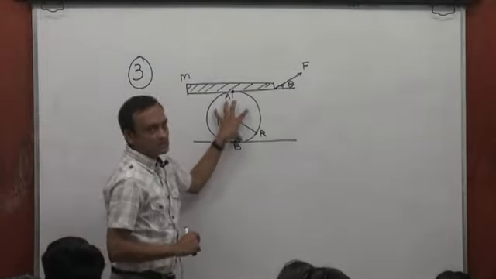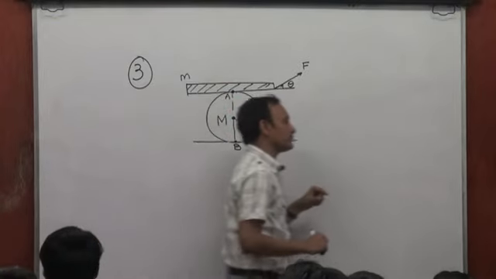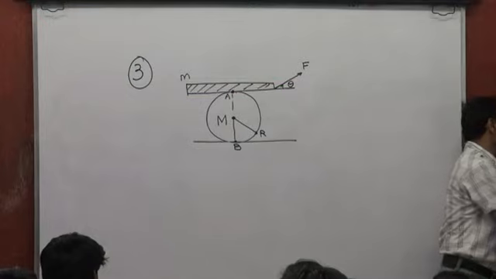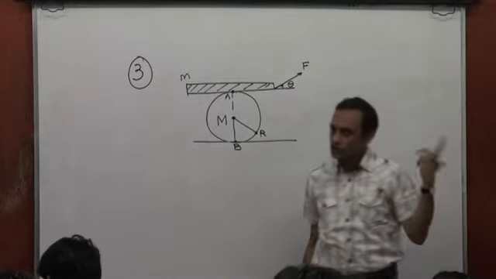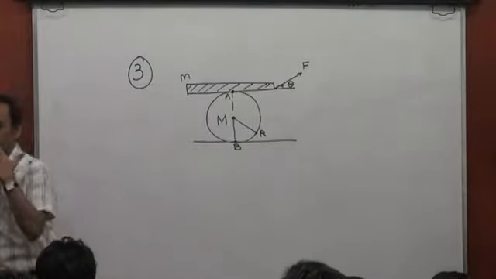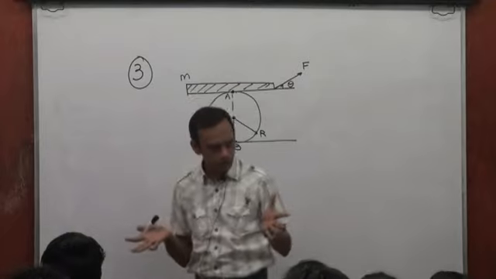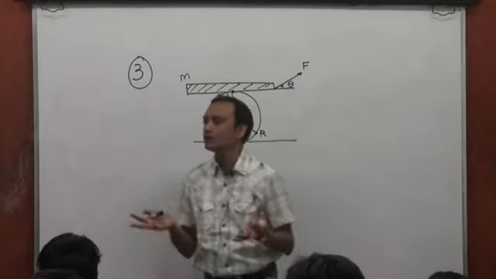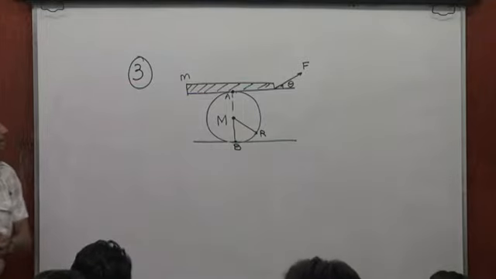So given this, we want to find the frictional force at A and B, and also the acceleration of the center of mass of the cylinder. These are the two things that we are seeking in the problem. So we need to draw the free body diagrams first of the cylinder and the plank. Write down the equations of motion, constraints if any. Right?